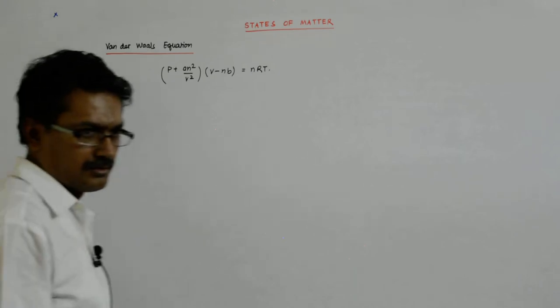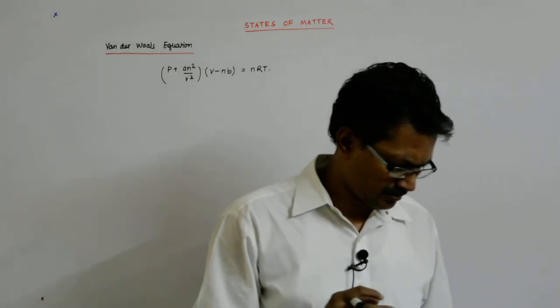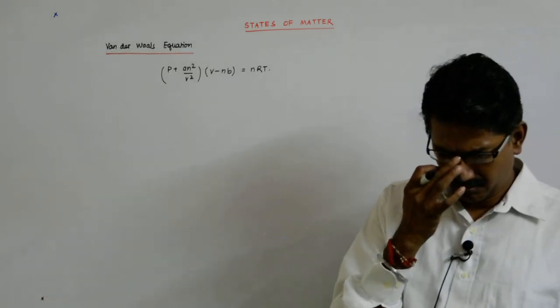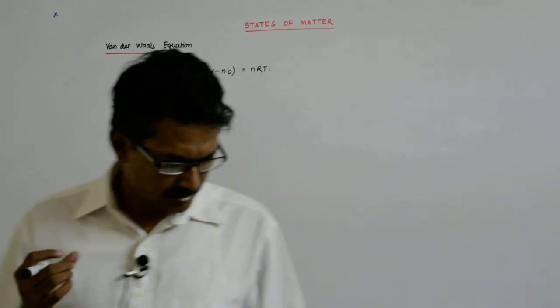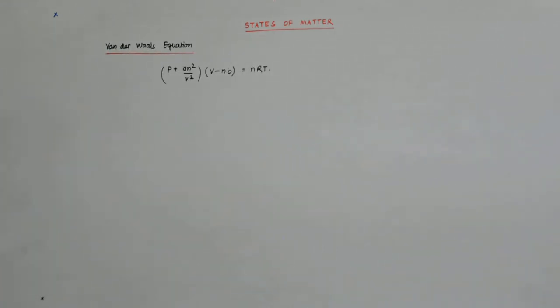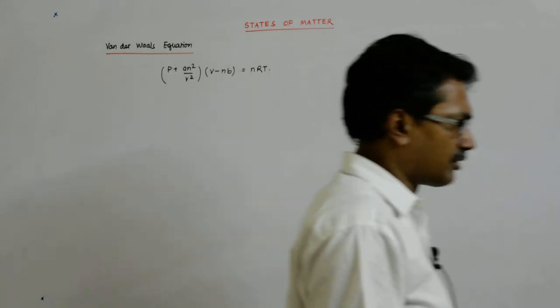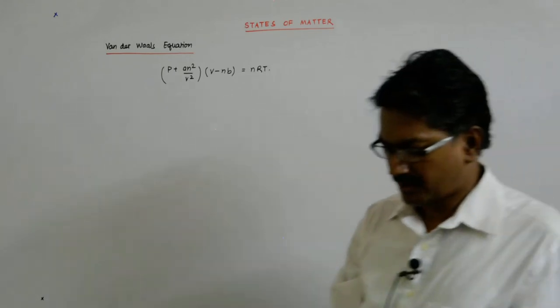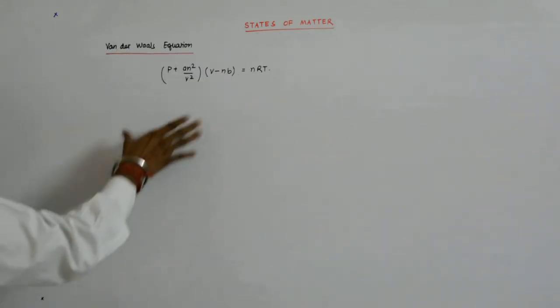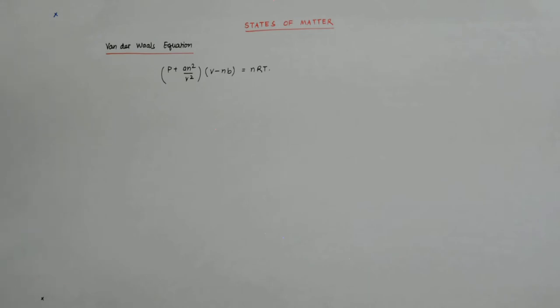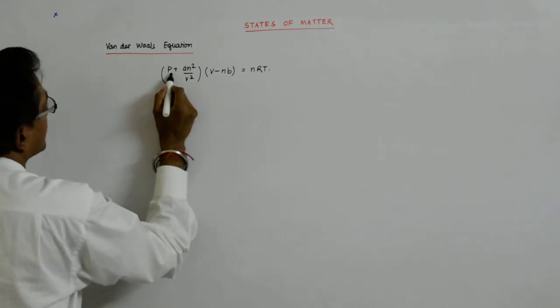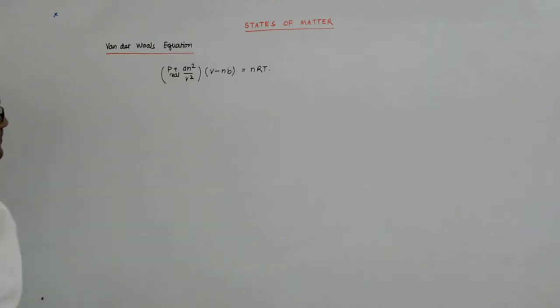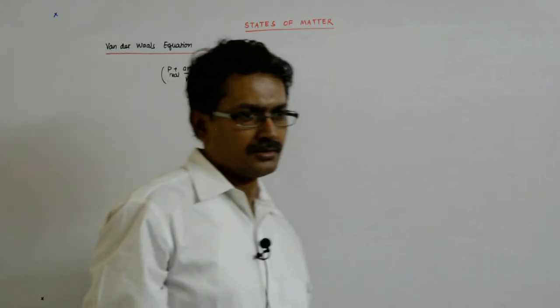Right? So PV = nRT somehow becomes this for a real gas, where this is the real pressure. Right.